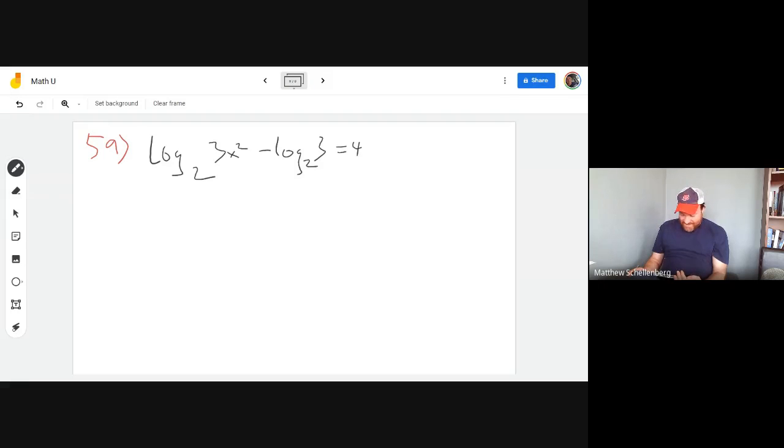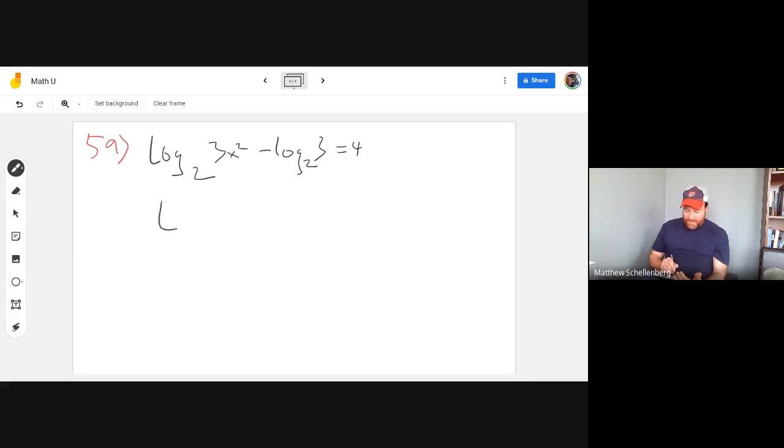Let us figure this out. So we actually know what log of 3 base 2 is. We could, oh, actually, they have the same base. So we could actually multiply or divide, I should say. Let's do that because they have the same base. They're being subtracted. That means we divide the arguments.